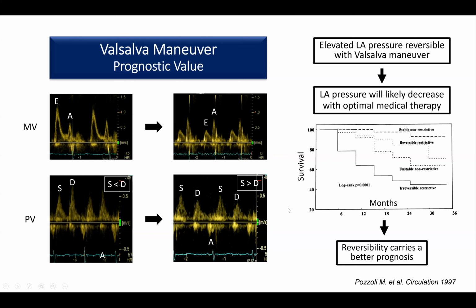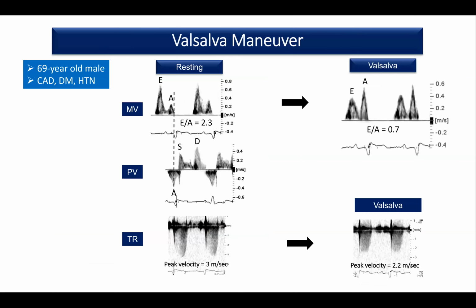So we don't do Valsalva in the echo lab only for diagnosis, to tell whether left atrial pressure is high or not. We do it as well for prognosis. And once we do it and the left atrial pressure goes down, you should know that if you optimize medical therapy, you can improve the patient's filling pressure, and you can reverse this restrictive pattern. So really important, not only for diagnosis and prognosis, but also for management, knowing that these patients, if you optimize their therapy, will likely respond to treatment by improving their filling pressure.